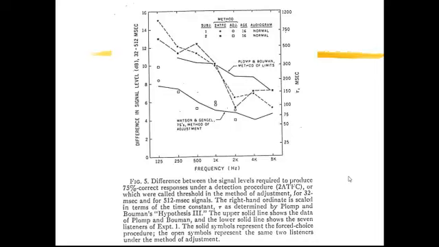And this upper solid line represents the data of Plomp and Bouman, which is a different study. And the lower solid line shows the 7 listeners of experiment 1. The solid symbols represent the forced choice procedure, and the open symbols represent the same 2 listeners under the method of adjustment.